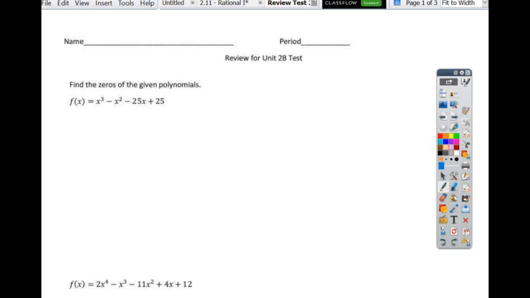So when I start with number 1, it says find the zeros of the given polynomial. So if I list my possible factors, it would be 25 divided by 1. So I'm going to have plus or minus 1, plus or minus 5, and plus or minus 25. So to find the zeros of this given polynomial here, I'm going to synthetically divide, and I'm just going to start with 1 and see if 1 works.